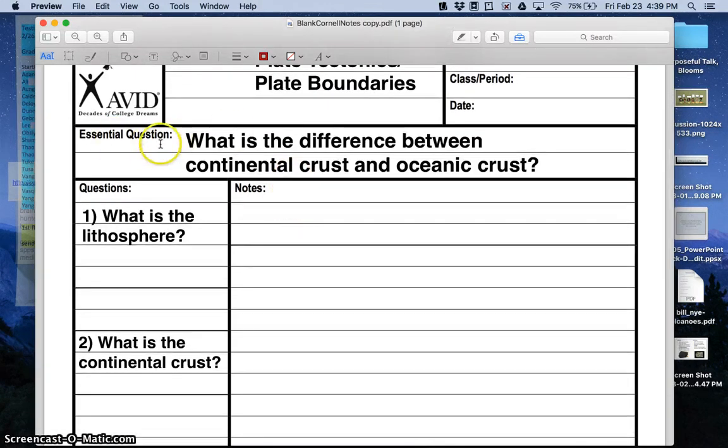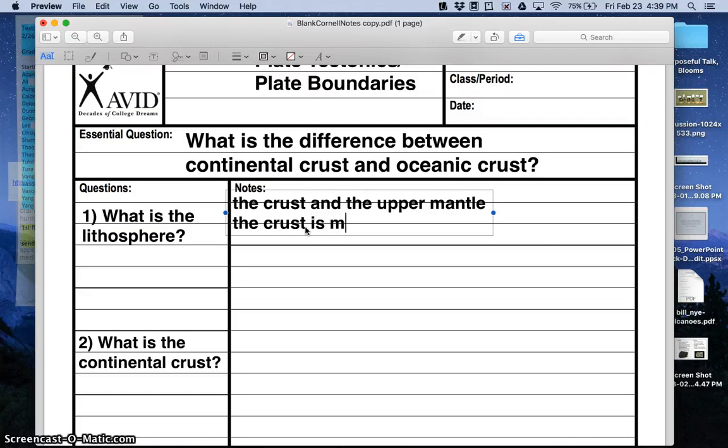So our essential question is, what is the difference between continental crust and oceanic crust? This is going to be pretty straightforward here. Number one, what is the lithosphere? This is the crust and the upper mantle. The crust is made of oceanic crust and continental crust.